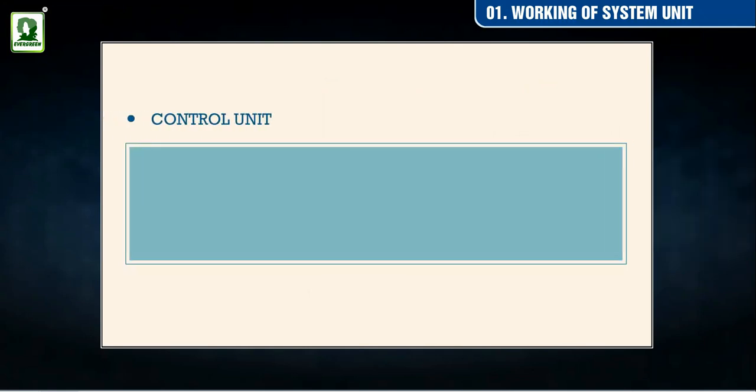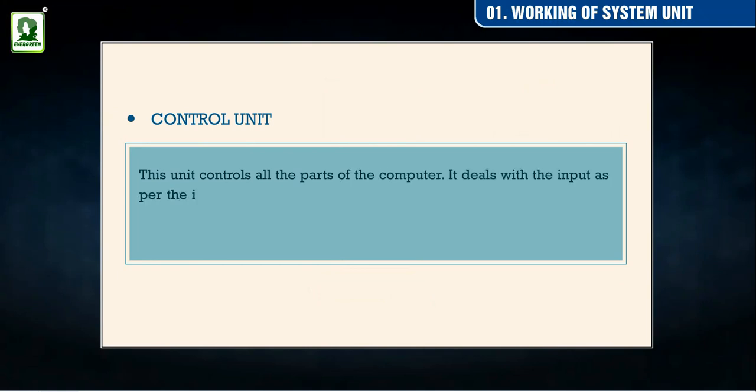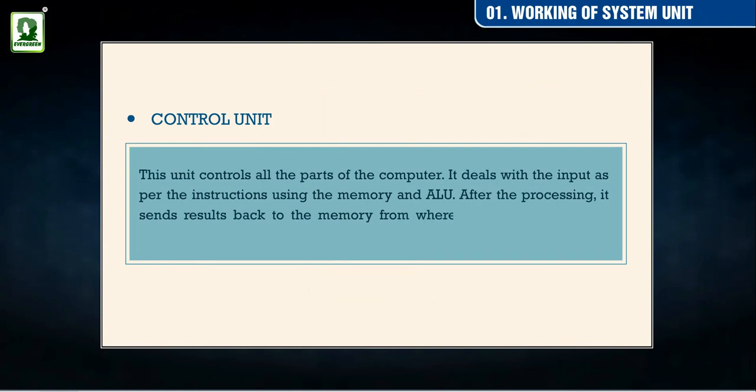Control unit. This unit controls all the parts of the computer. It deals with the input as per the instructions using the memory and ALU. After the processing, it sends results back to the memory from where they reach the output device.